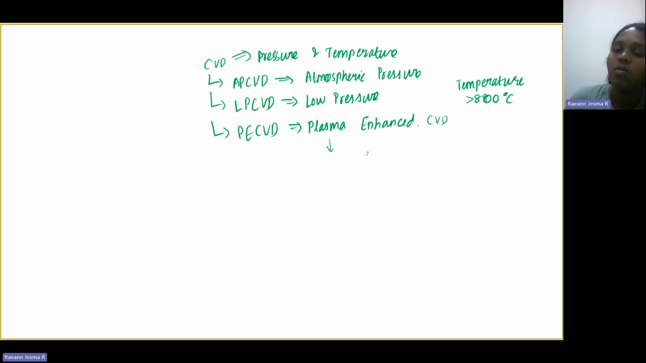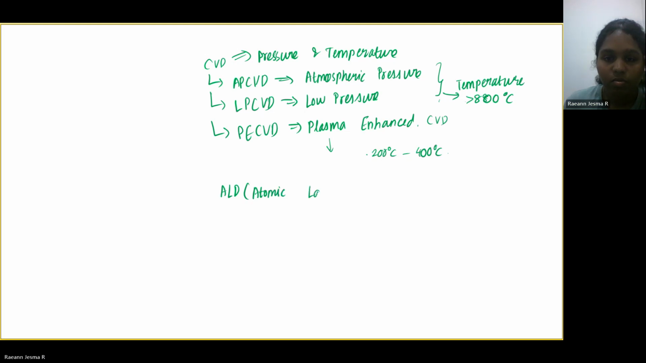So there is also another technique called ALD. ALD is atomic layer deposition. So in chemical vapor deposition, what will happen is first we will pass the precursor A, which is the reactant A. Then we will pass precursor B. So we'll have a sample here.